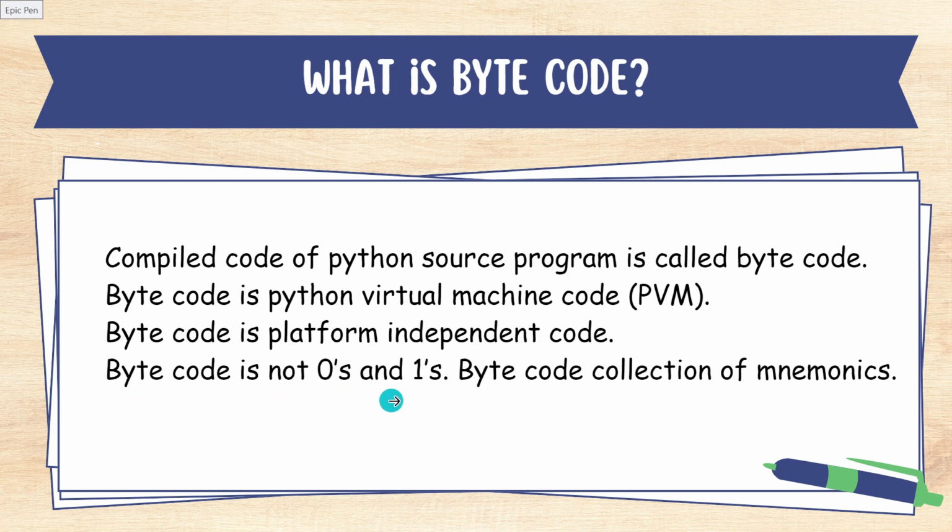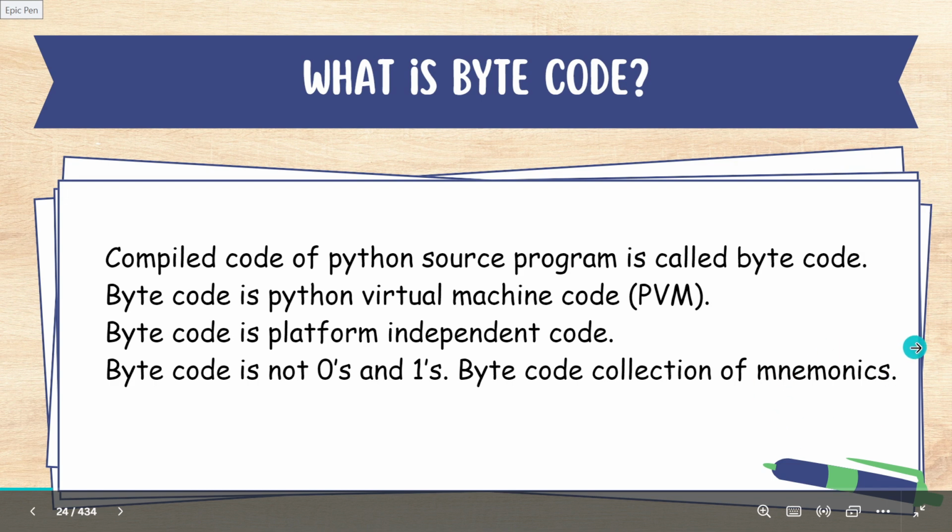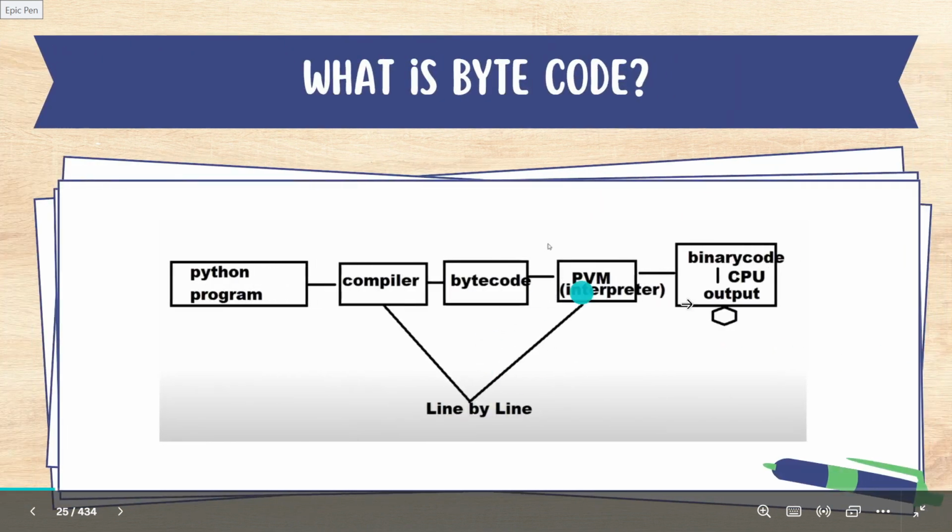Bytecode is not 0s and 1s. Bytecode is not binary. If it is binary, it will be platform dependent, not platform independent. Bytecode is a collection of mnemonics, and mnemonics are nothing but verbs, which are further translated by the PVM.